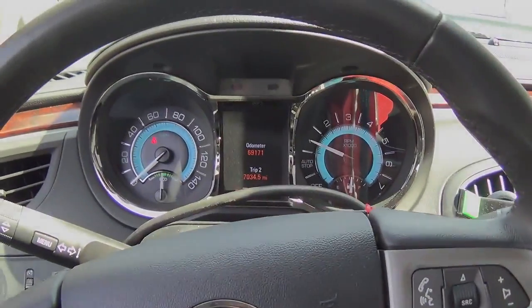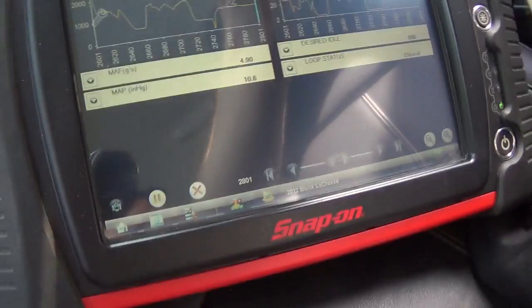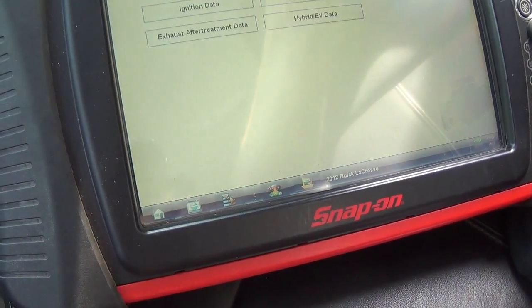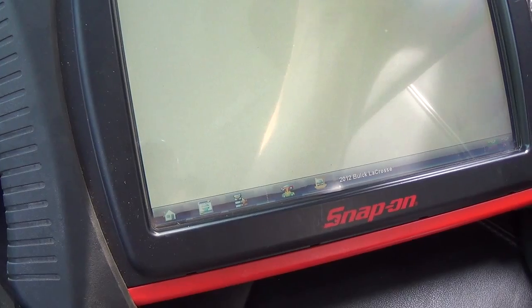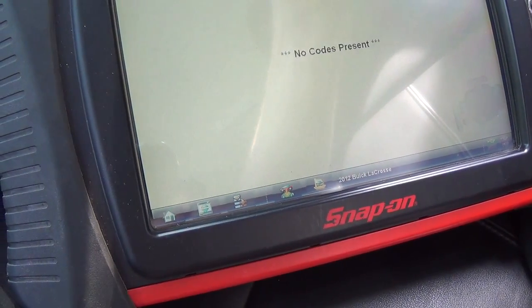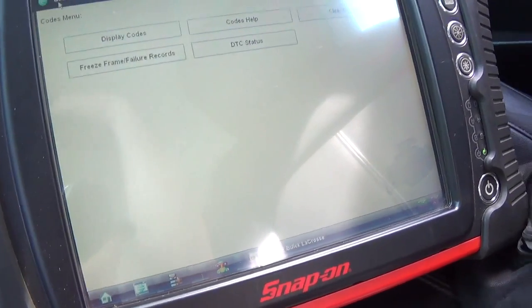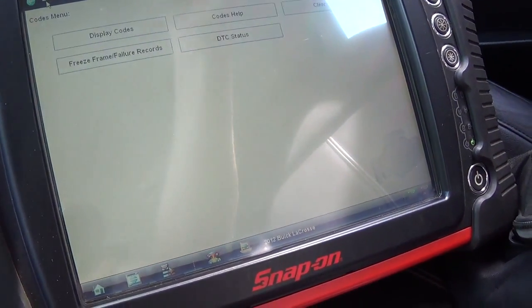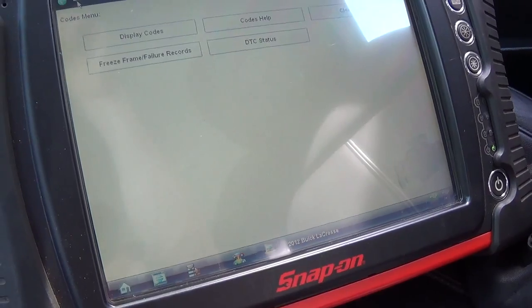So I drove it around for like 10 minutes. Can't recreate the problem. Everything seems normal. Let's just look at our codes again. No codes present. I have to talk to the shop owners here, see how to best recreate this problem. They just said drive it. So, I don't know.